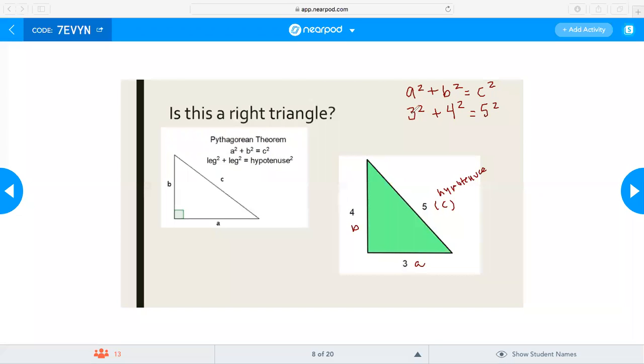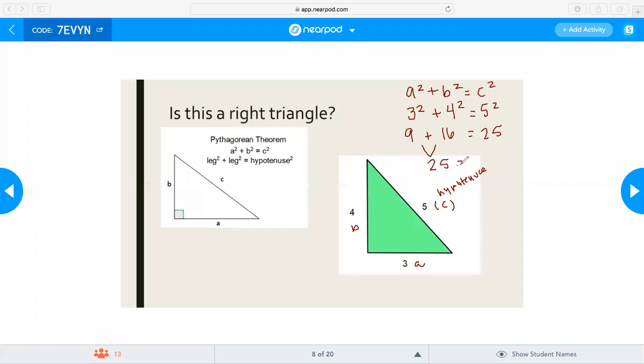So we want to see if 3 squared plus 4 squared equals 5 squared. Well, let's see. What is 3 squared? 9. What is 4 squared? 16. What is 5 squared? 25. What is 9 plus 16?